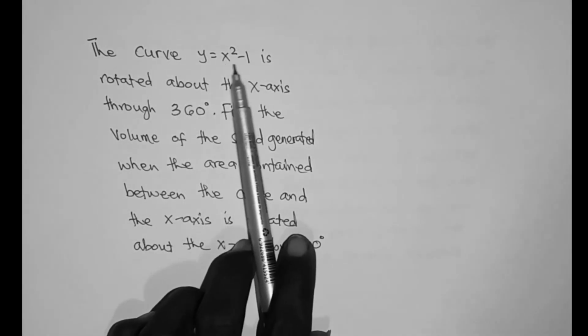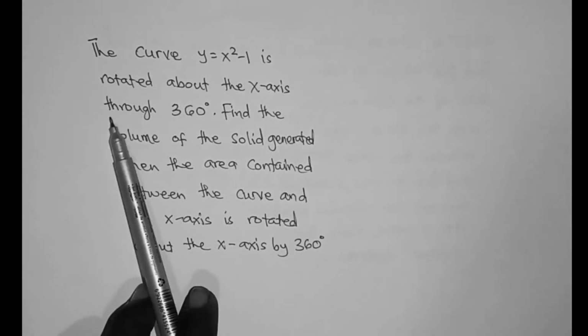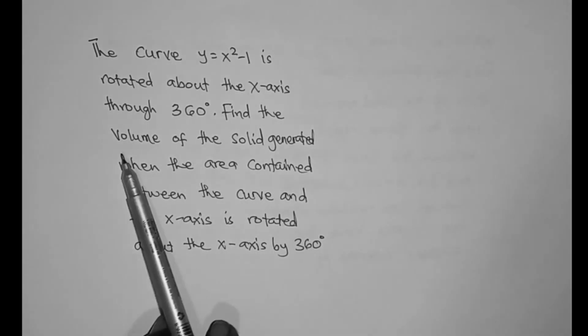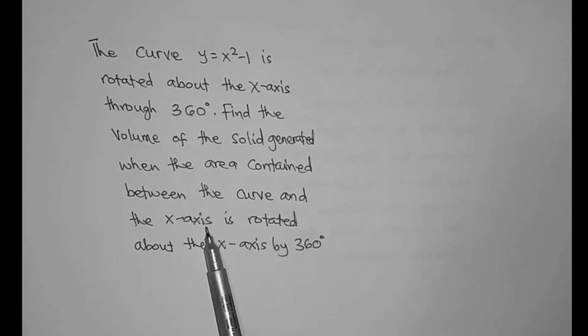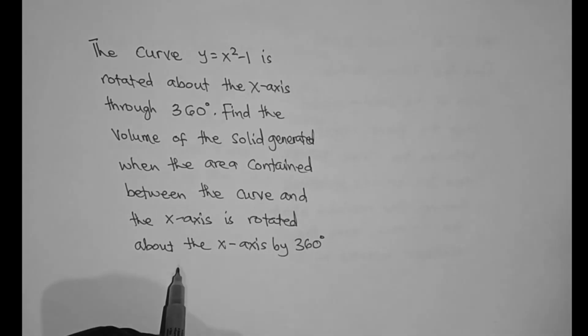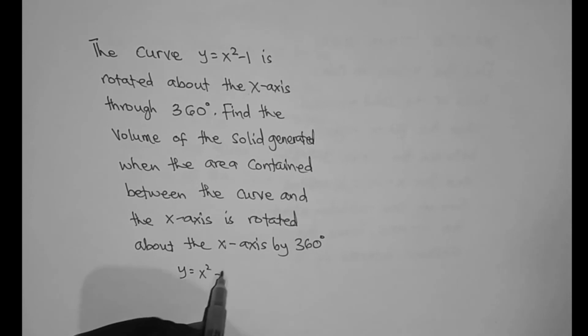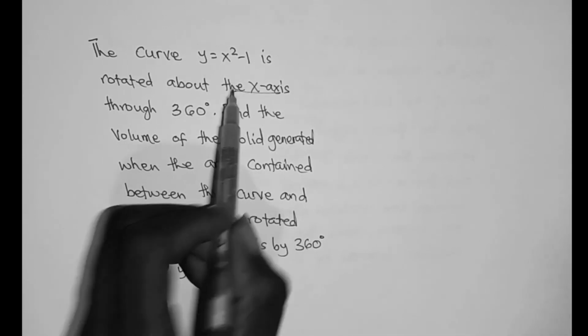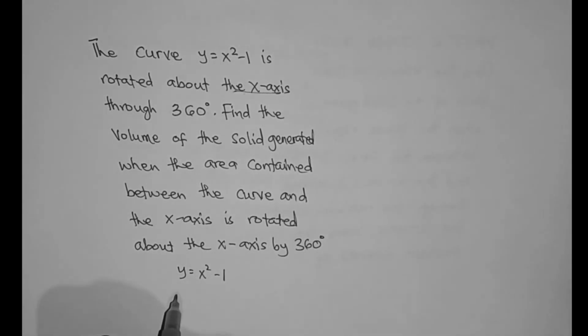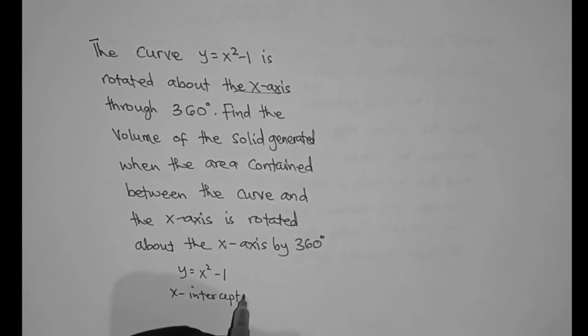The curve y equals x squared minus 1 is rotated about the x-axis through 360 degrees. Find the volume of the solid generated when the area contained between the curve and the x-axis is rotated about the x-axis by 360 degrees. So the curve is y equals x squared minus 1. Since it is rotated about the x-axis, we need to find the x-intercept. For the x-intercept, y is equal to 0. And therefore, x squared minus 1 is equal to 0.